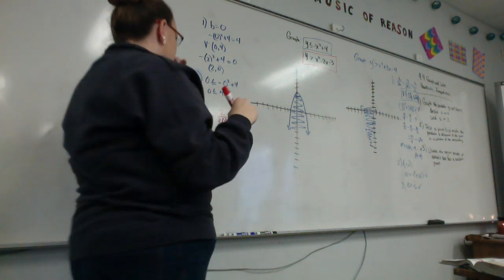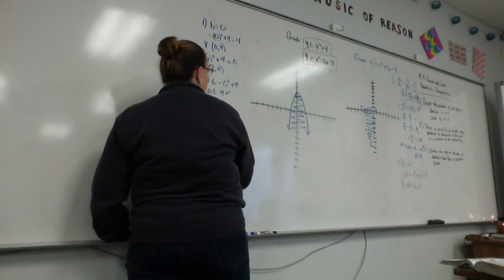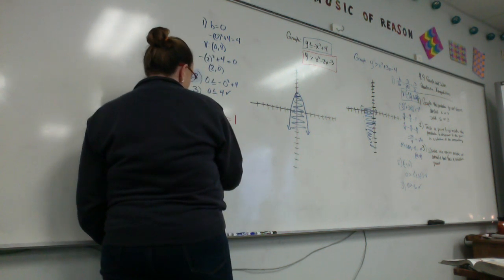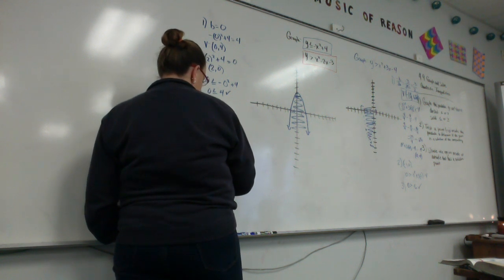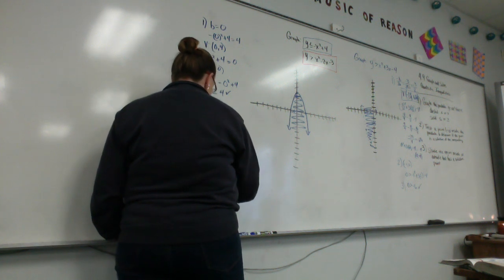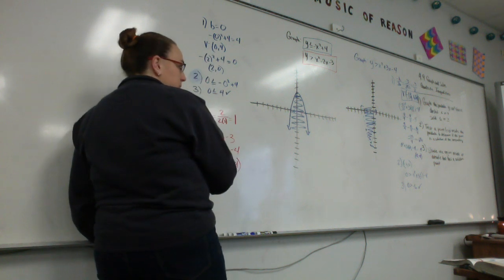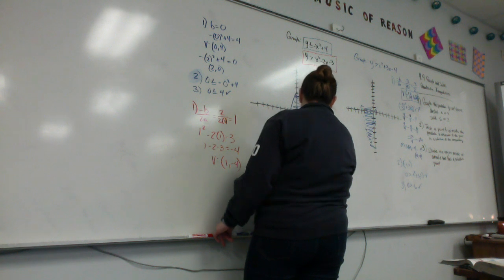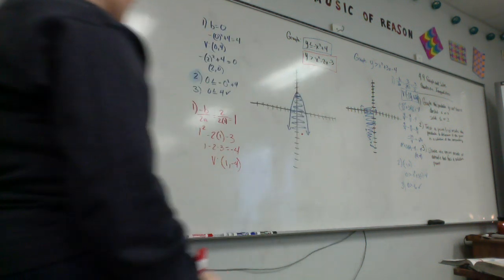What do I do with that number? Plug it back in and find the y of the vertex. 1 squared is 1 minus 2 minus 3, which gives me what? Negative 4. So my vertex is 1, -4. So I go to 1, I go to -4, 1, 2, 3, 4, and I plot that point. Now, what do I do from there?